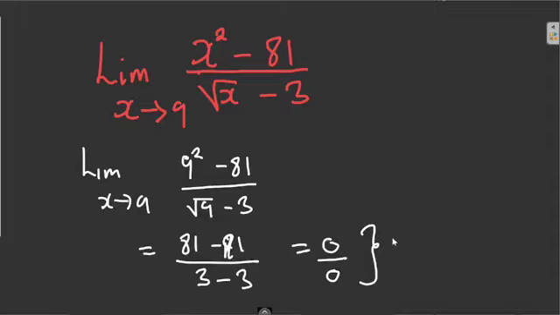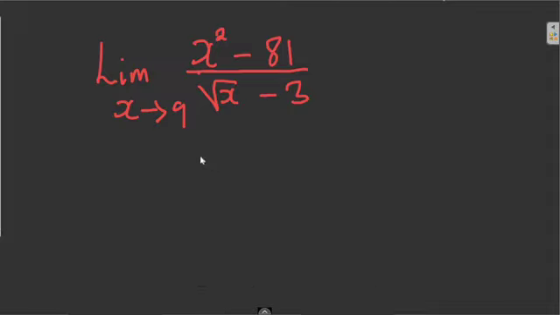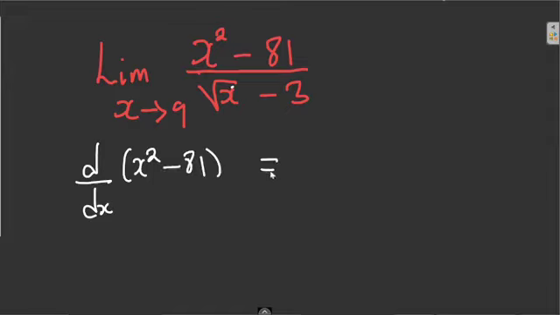To deal with an indeterminate form, there are different methods that we can use. So the first one, we can use L'Hopital's rule. So here we are going to apply L'Hopital's rule. Alright, so now how do we apply L'Hopital's rule? To apply L'Hopital's rule, we are going to find the derivative of the numerator. So in this case, we are going to say d/dx of x squared minus 81. This will be equal to 2x. Okay. So this is our first step.